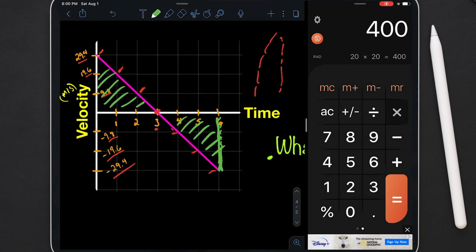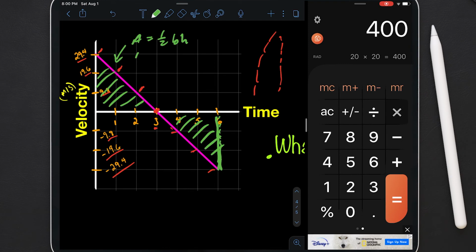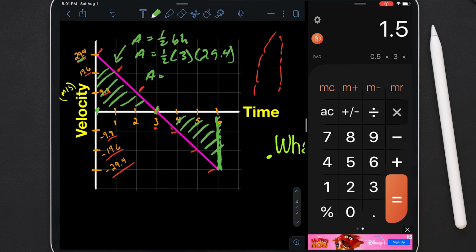All right, so let's find the area of this top part right here. You notice it's a triangle again, so area equals 1/2 base times height. Area equals 1/2. Our base is from 0 to 3, so that means our base is 3. Our height is 29.4. So the area here is 0.5 times 3 times 29.4. We get 44.1. So 44.1 meters is our displacement for the top half.